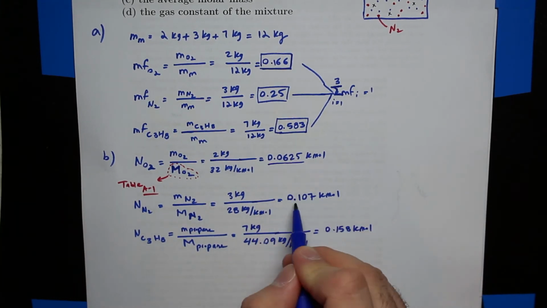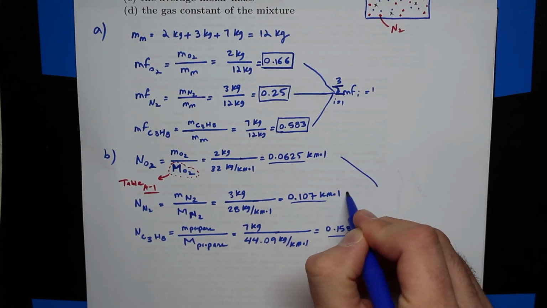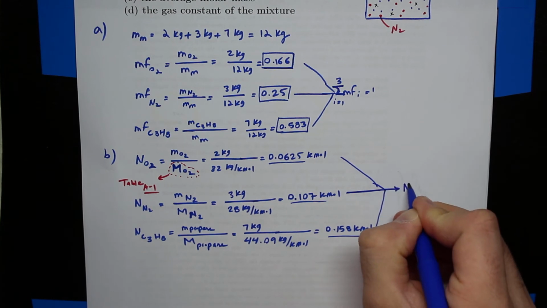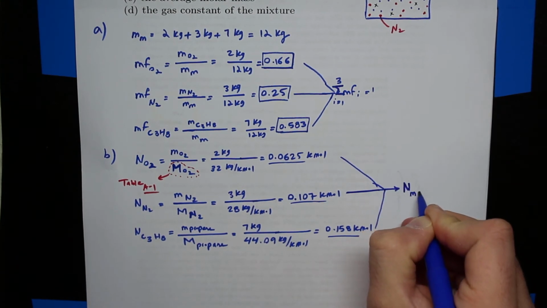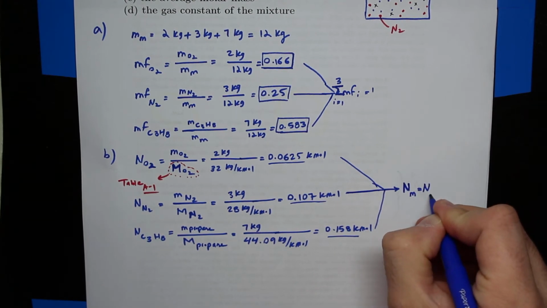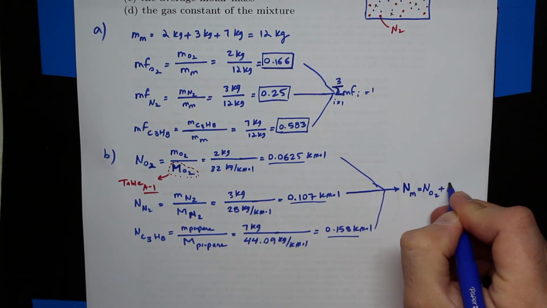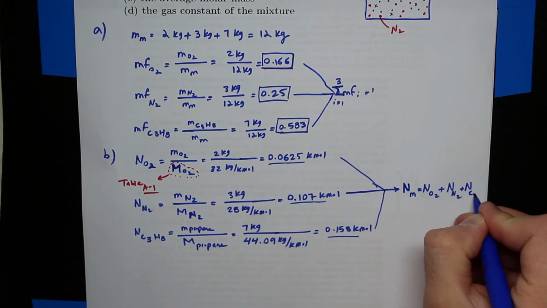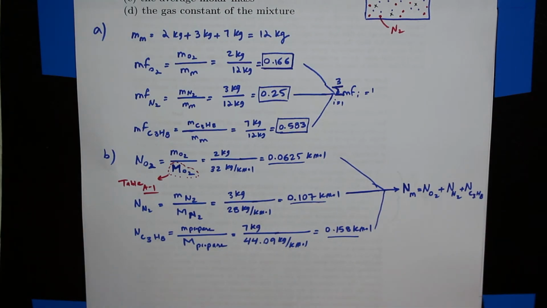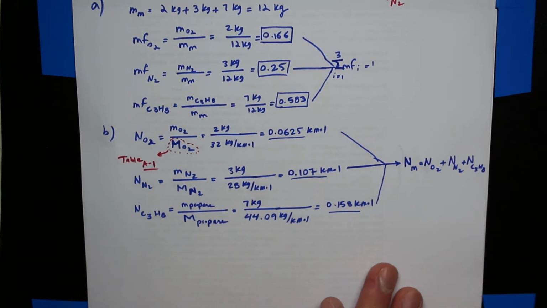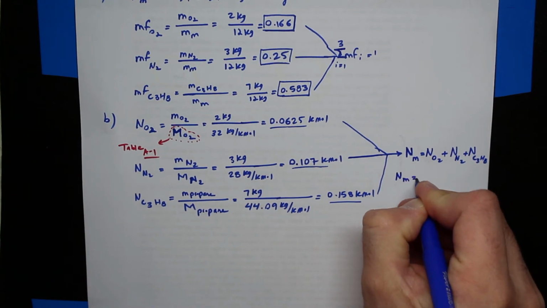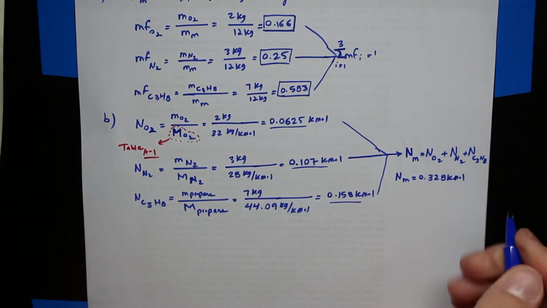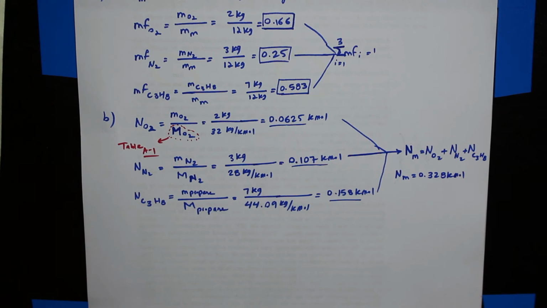By adding these three numbers, I can obtain the total number of moles that we have in this particular problem, or let's say in this tank. So N, the number of moles of the mixture, is equal to the number of moles in oxygen plus the number of moles in nitrogen plus the number of moles in propane. All of them are within my tank. So the number of moles in the mixture will be 0.328 kilomole. We have this much of moles within the tank.